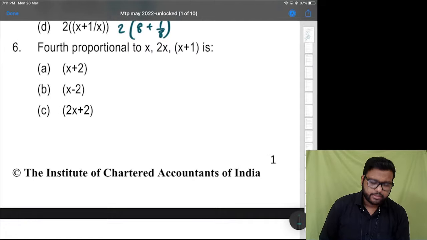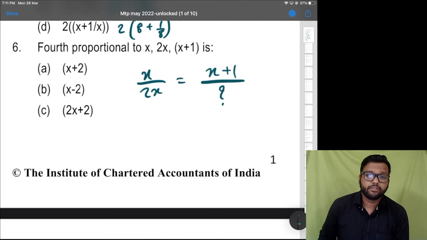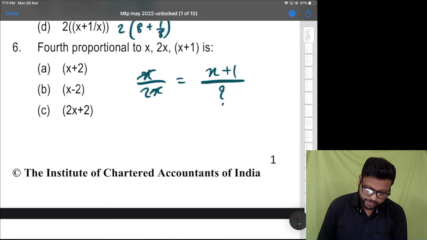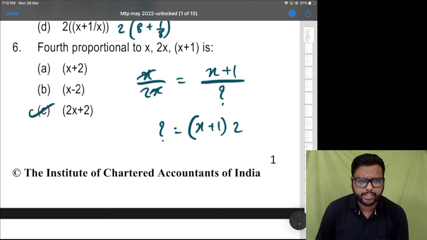Sixth, force proportional to x, 2x, x plus 1, right? So we can just cancel this x. That means this question mark will be, if we rearrange, x plus 1 into 2. So 2 into x plus 1, 2x plus 2, option C is the correct answer.